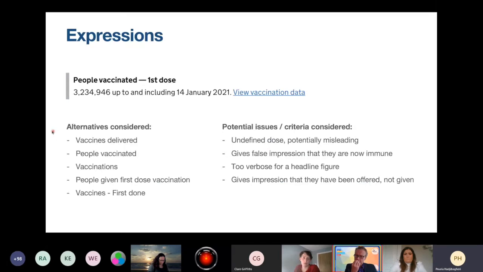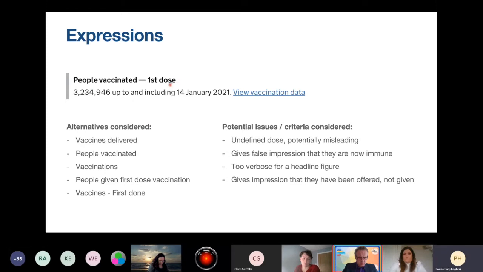Other things such as expressions are also important. So you can see here it says people vaccinated first dose. That's a very simple thing to consider. I mean, this is from a previous iteration of the website, but nonetheless it is important because it has been carried forward.